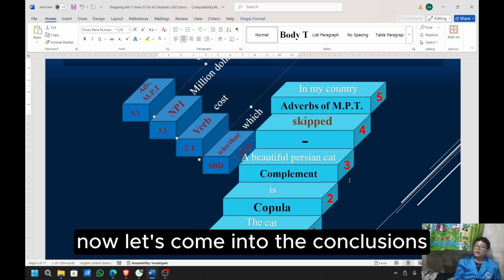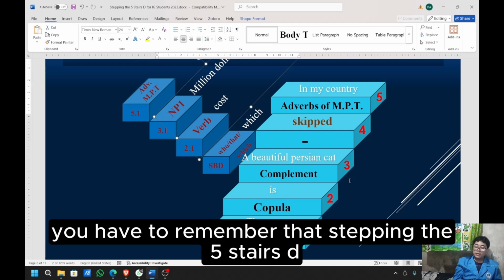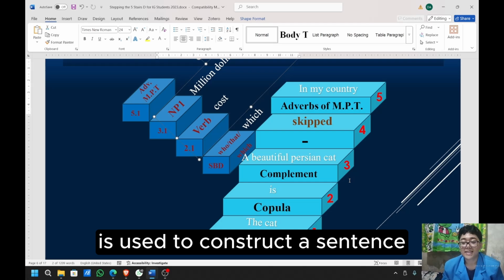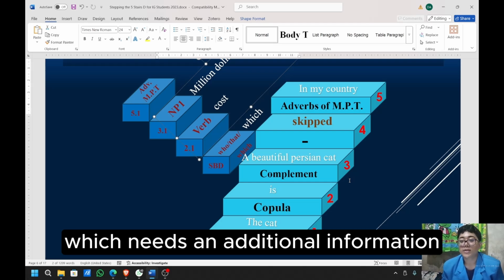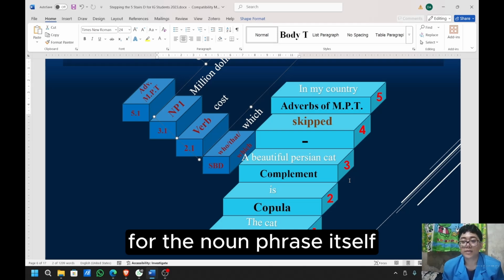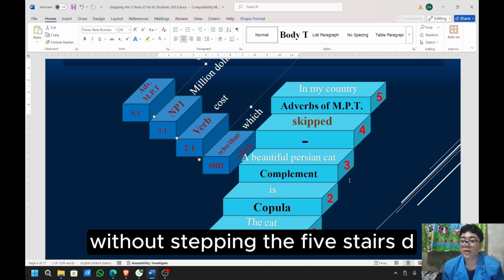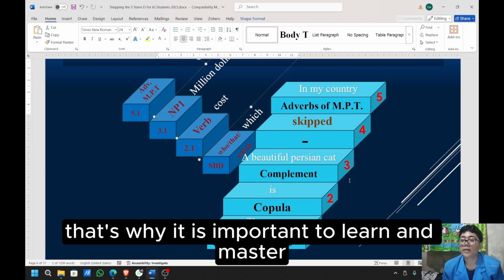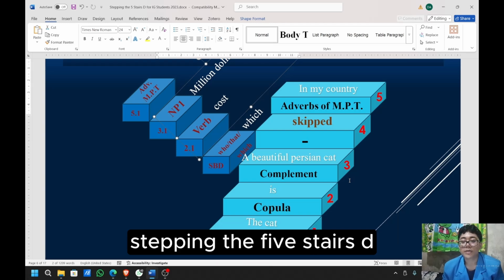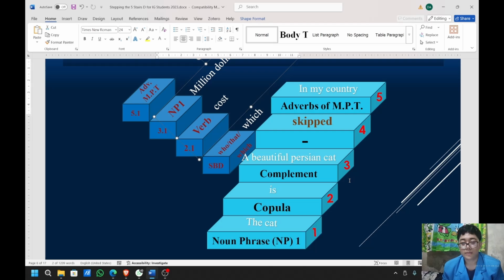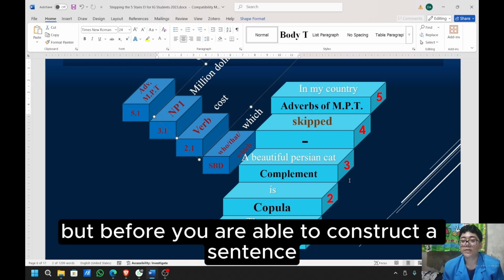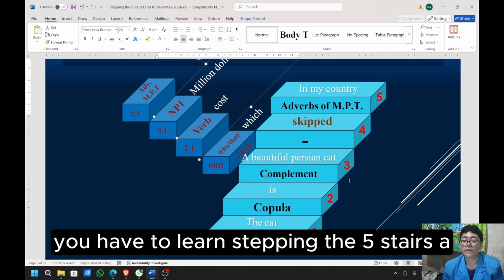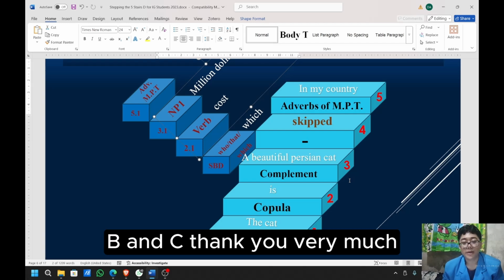Now let's come to the conclusions. You have to remember that stepping the 5 stairs D is used to construct a sentence which needs additional information for the noun phrase itself. Without stepping the 5 stairs D, we're not going to have a specific sentence. So that's why it is important to learn and master stepping the 5 stairs D. But before you are able to construct a sentence using stepping the 5 stairs D, you have to learn the basics. You have to learn stepping the 5 stairs A, B, and C.